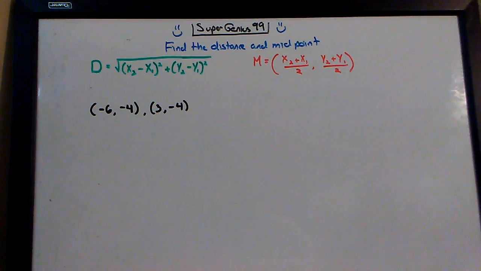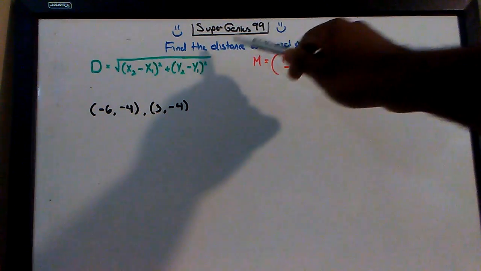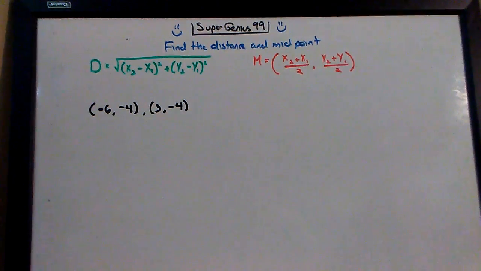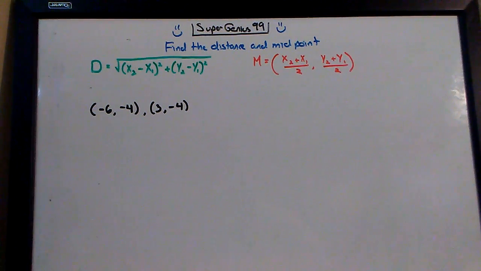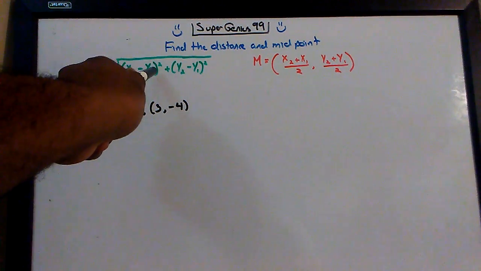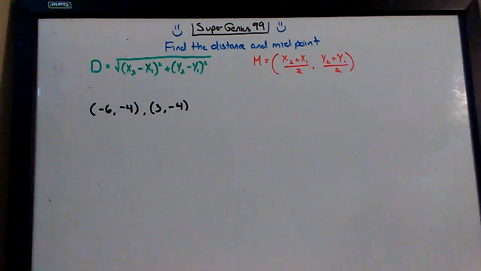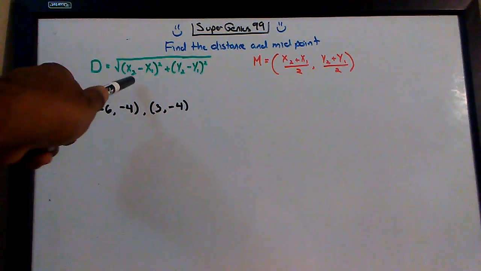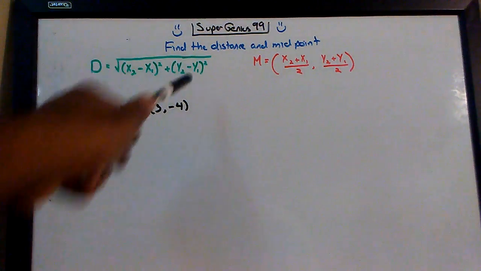Okay, so today we're going to talk some more about finding the distance and the midpoint. Got the formulas up here for you. Here's our distance formula. That's what the D stands for. So the distance formula is basically the square root of the difference of the x's squared plus the difference of the y's squared. So if someone were to say, in words, what is the distance formula? It's the square root, right? Square root of the difference of the x's squared plus the difference of the y's squared.